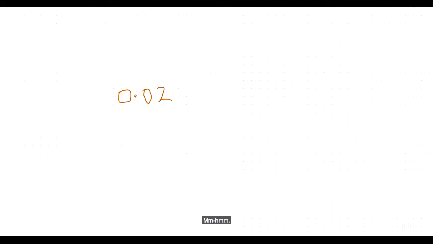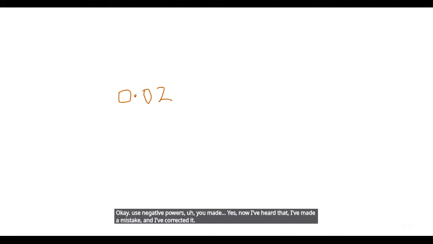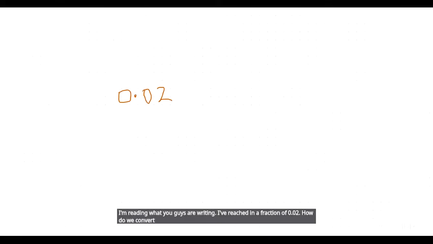Whether what you guys are saying. Use negative powers. You made a mistake. Yes, now here that I made a mistake and I've corrected it. You are not converting anything to a whole number. How do you convert a fraction to a whole number? Can you convert half an orange to a full orange? No. I'm reading what you guys are writing. I've written a fraction as 0.02. How do we convert this to binary?